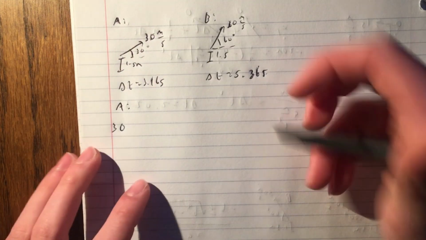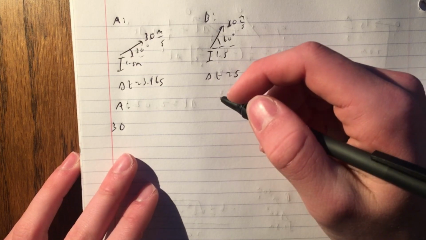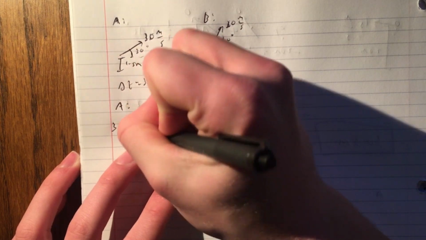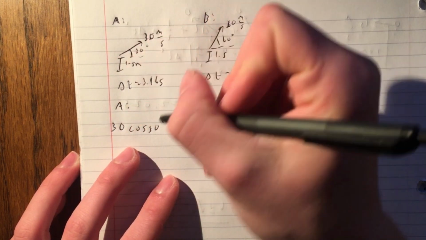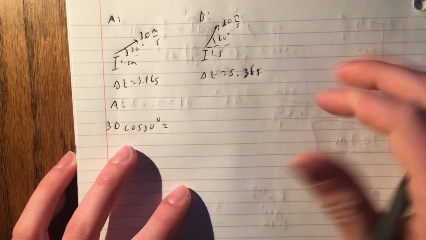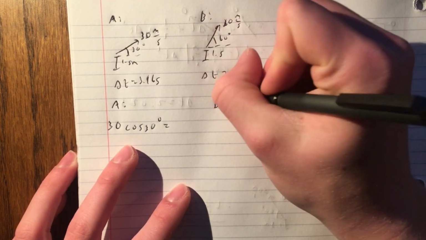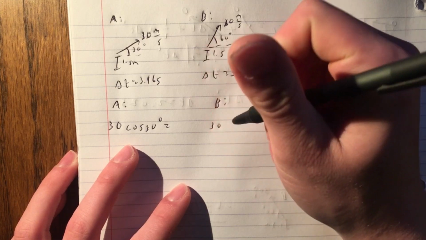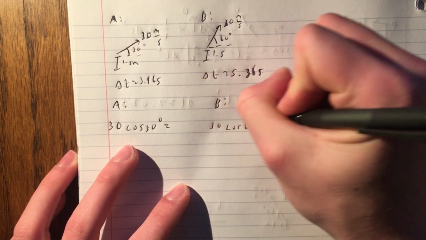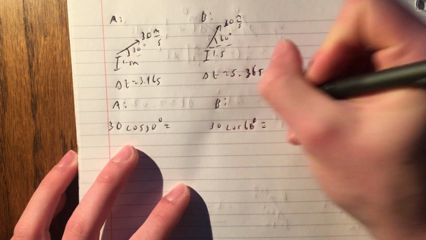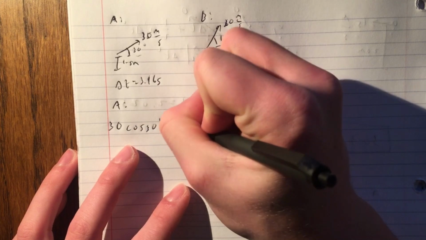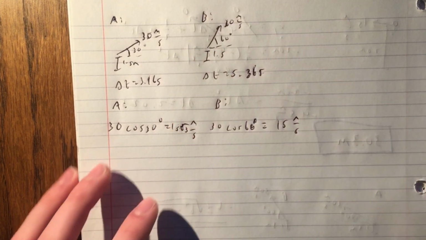So we can recall that horizontal velocity for A is 30 times cosine 30 degrees, and for B, it's 30 times cosine 60 degrees. So 15 meters a second for B, 15 root 3 meters per second for A. And now we can just multiply.